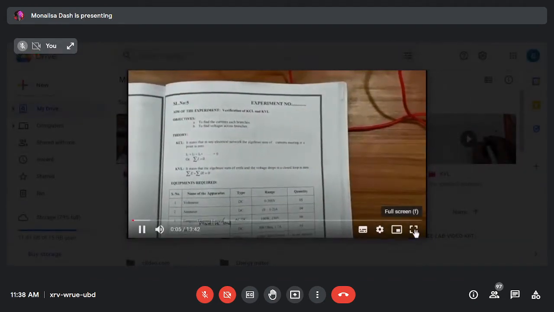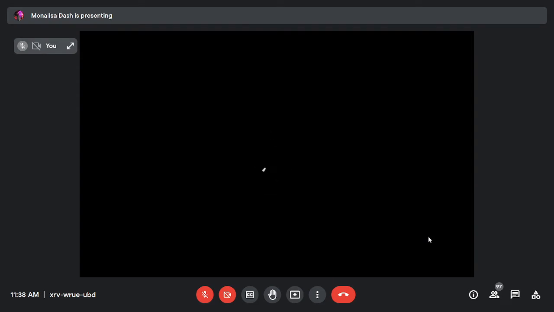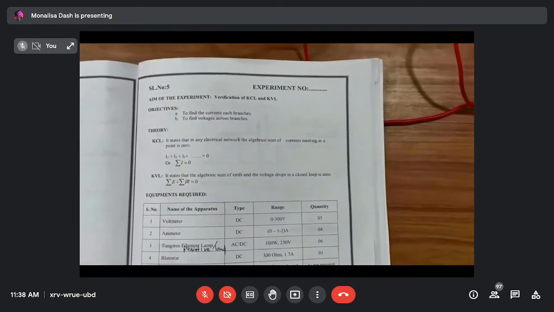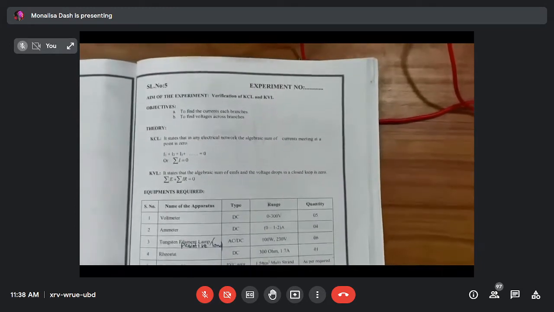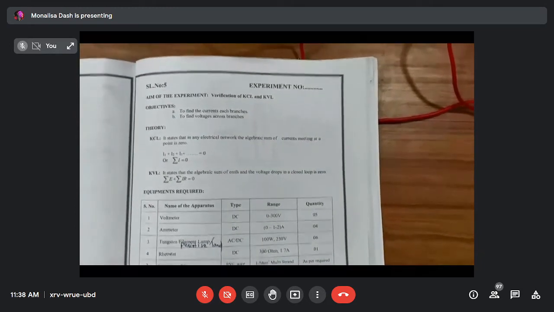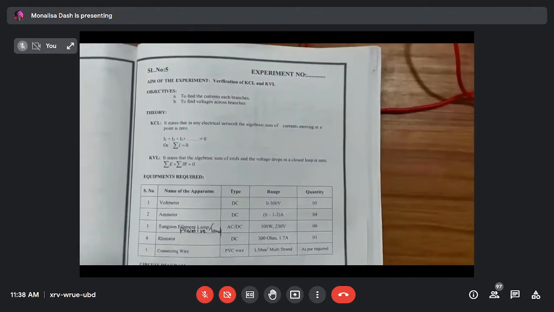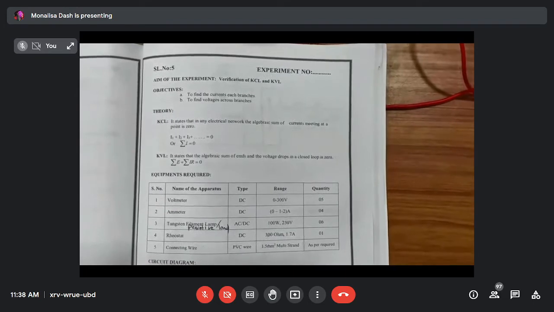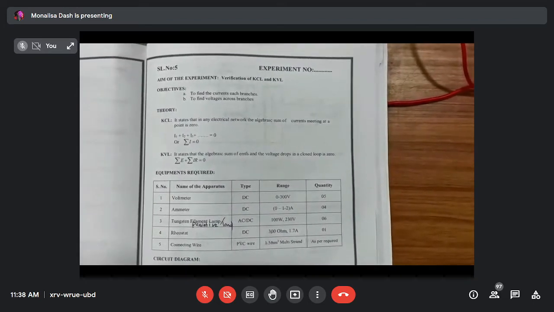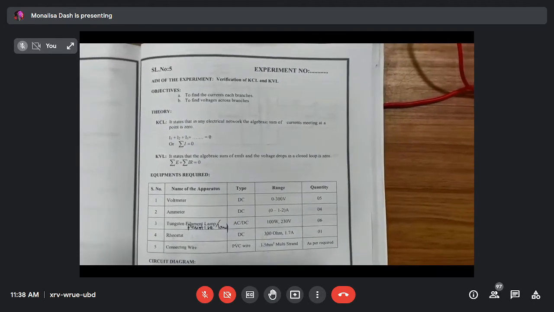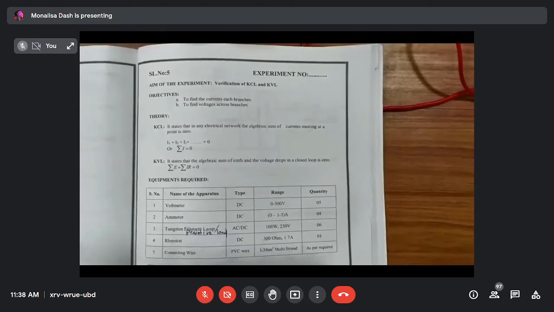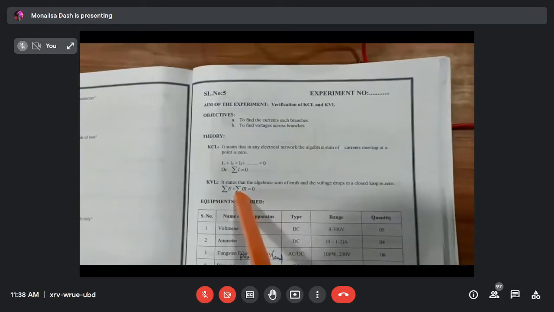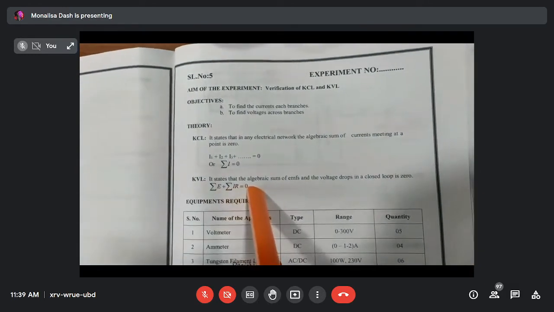Application of KCL and KVL. Now we will discuss KVL. KVL means Kirchhoff's voltage law. Its objective is to find the voltage across branches. KVL states that the algebraic sum of the EMF and the voltage drops in a closed loop is zero. This is the formula: summation of E plus summation of IR equals zero.